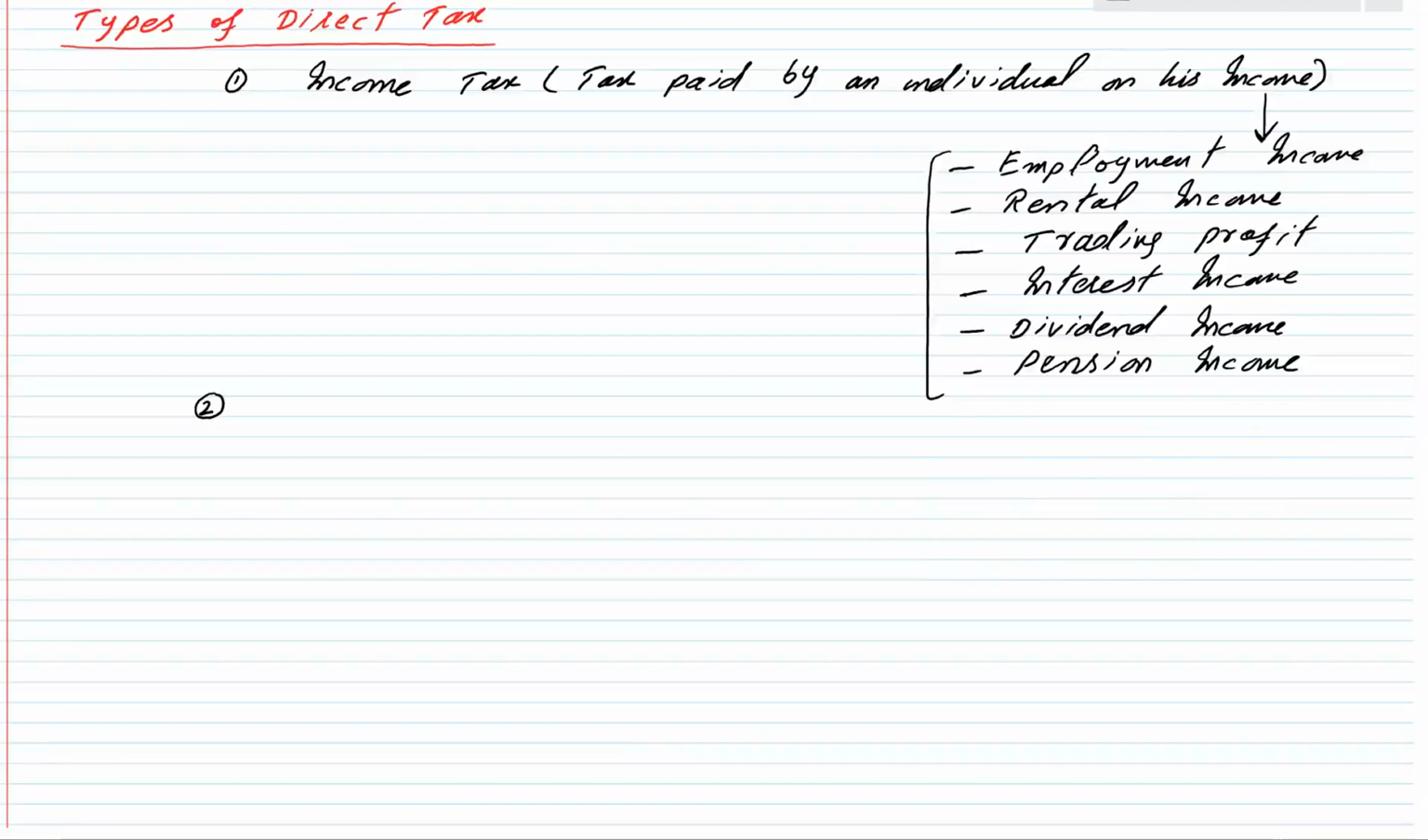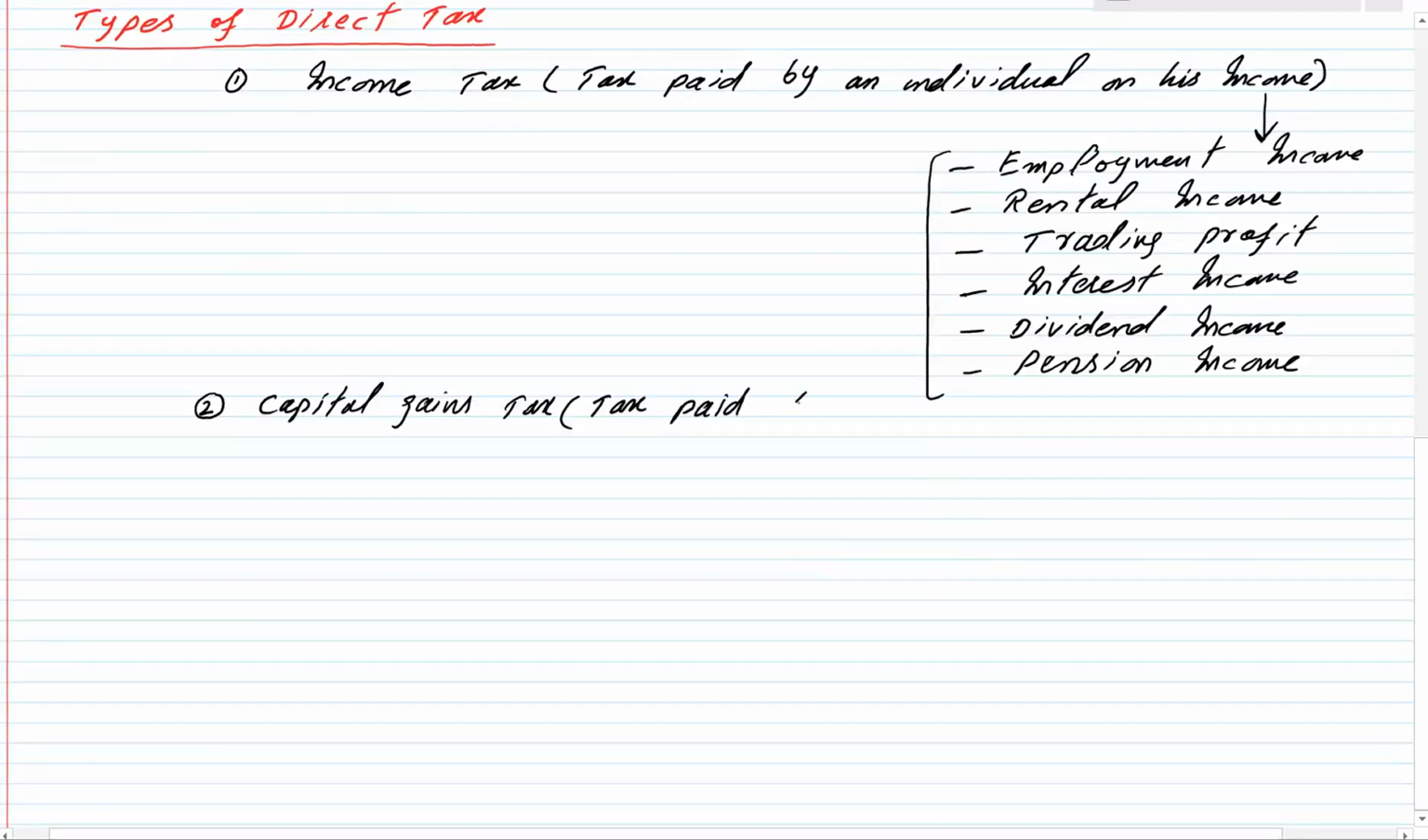The second type is called capital gains tax. Once again, this tax is paid by individuals, tax paid by the individuals on their capital gains. So just like income tax, tax paid on the income is called income tax, and the tax paid on the capital gains is called capital gains tax.